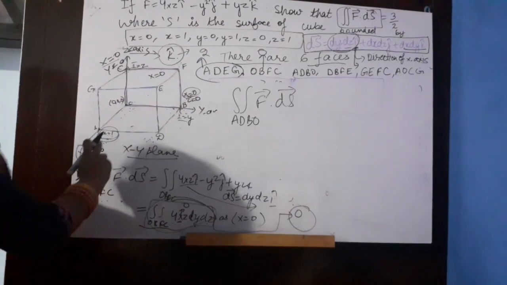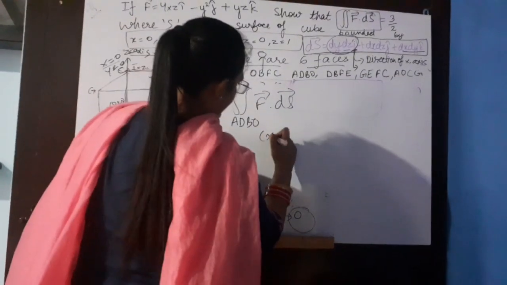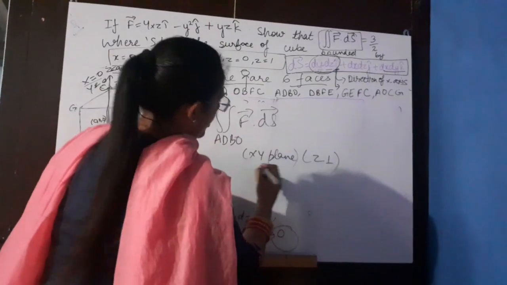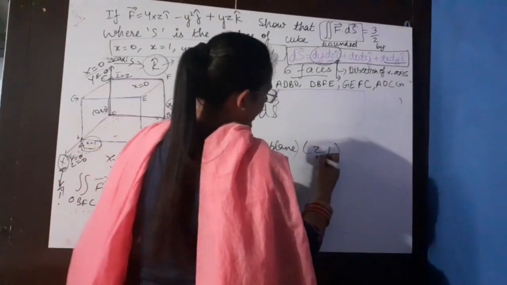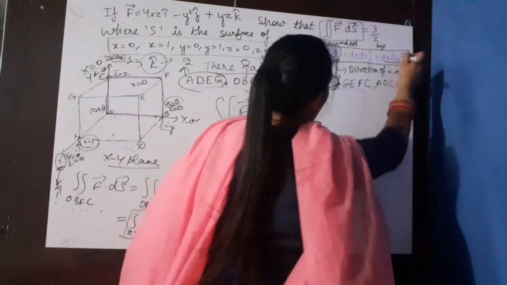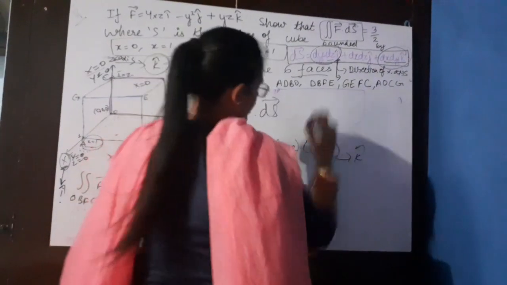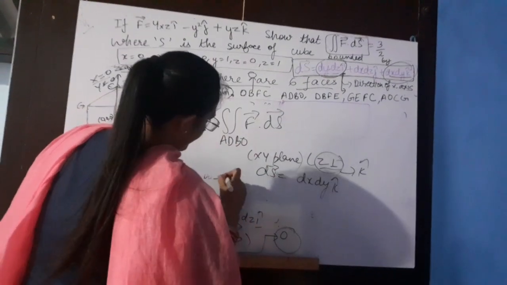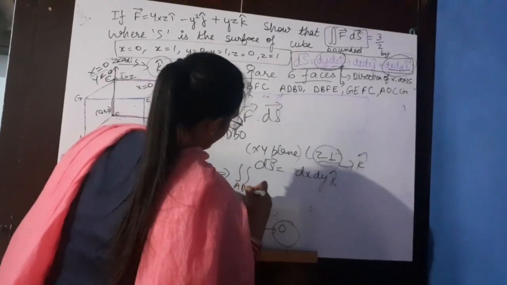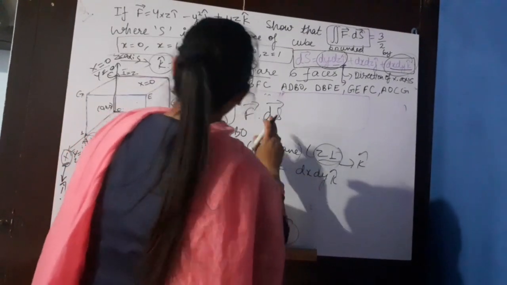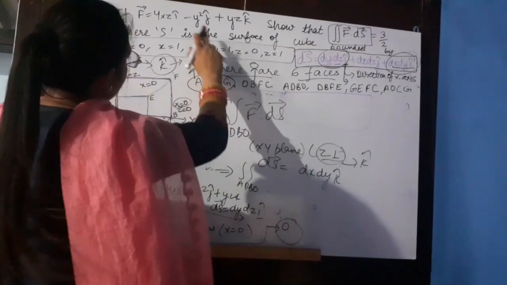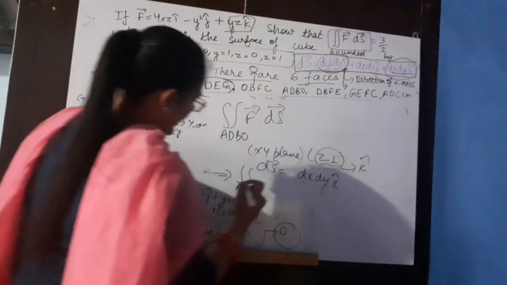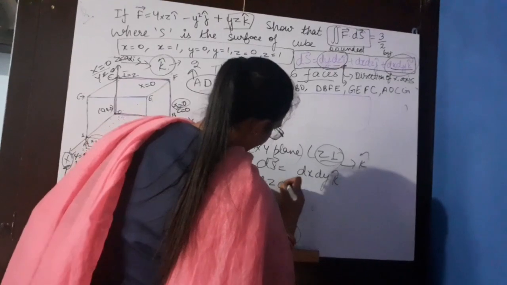For ADBO, this is our XY plane, and Z is perpendicular to this plane. So ds vector is equal to dx dy k cap, as the direction of Z is given by k cap. When we do the dot product of F dot ds, only k dot k will be taken. From F we take k cap, yz k cap, so we get yz dx dy.